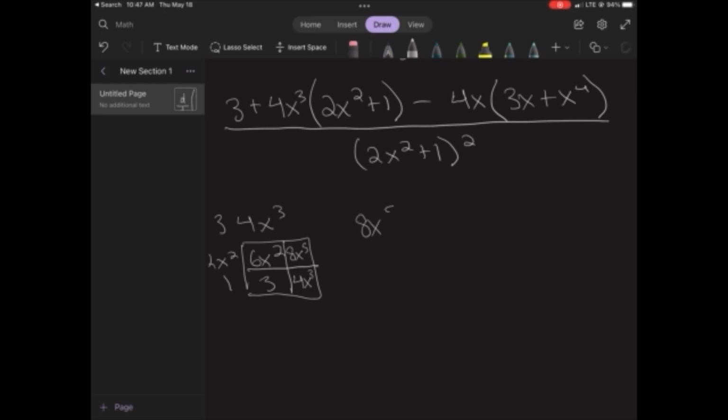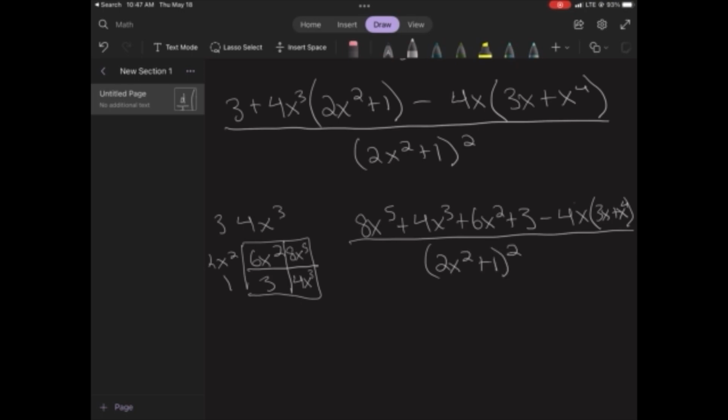And then I did a multiplication box right there to multiply the terms 3 plus 4x to the third times 2x squared plus 1. So that's the problem simplified out right there. And then I'm going to multiply negative 4x times 3x plus x to the fourth, all over 2x squared plus 1 all squared. So distributing the negative 4x between the terms 3x plus x to the fourth gives us negative 12x squared minus 4x to the fifth.